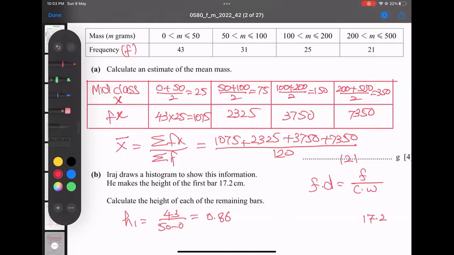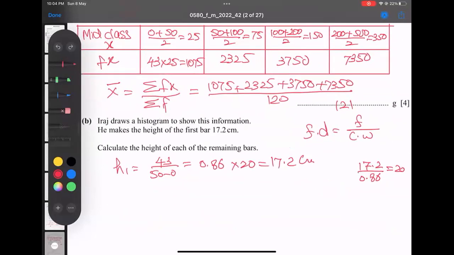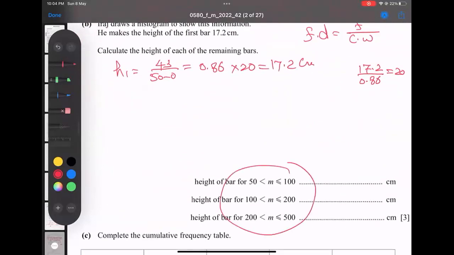So his answer and our answer differ. If I divide it, I'm getting the answer 20. Because we're dividing here, the reverse is multiplying. So it means 0.86 multiplied by 20. I'm getting the answer required. So you saw it matches. Now we got a fixed criteria. Every column, same story, he is asking for the other 3 bars.